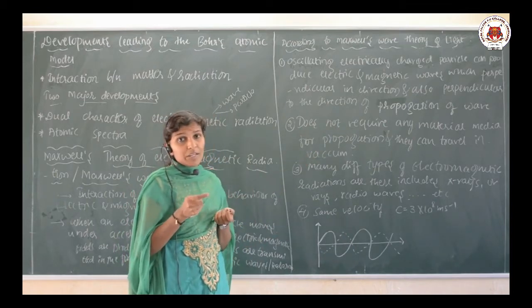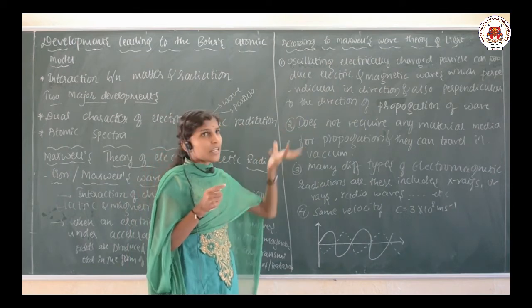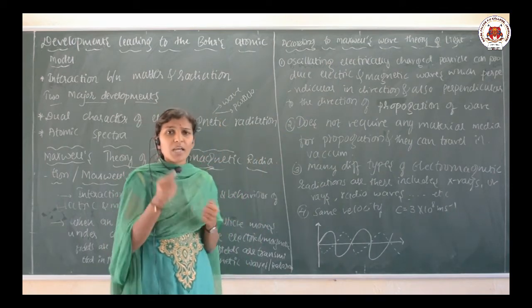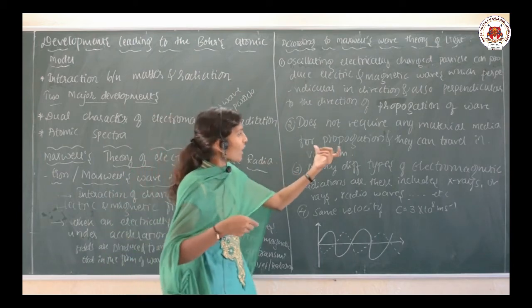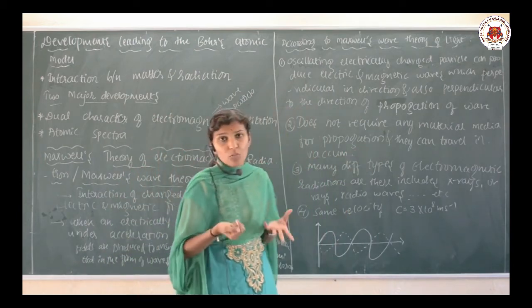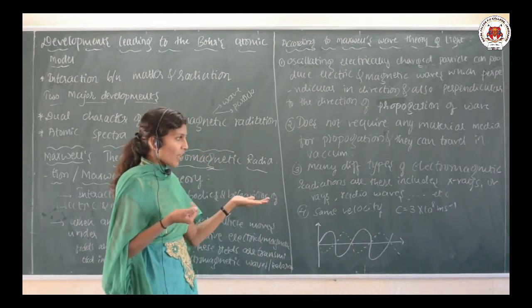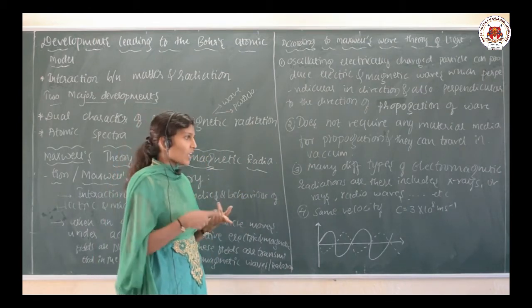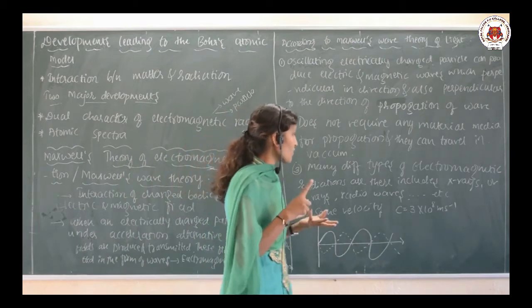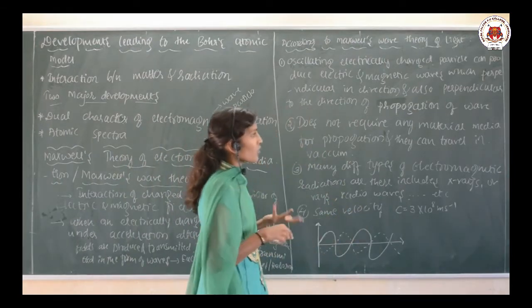And these electromagnetic radiations do not require any material medium, unlike sound waves. Sound waves require a material medium, but electromagnetic radiations do not require any medium for propagation, and they can also travel in a vacuum. There are several types of electromagnetic radiations, which include X-rays, gamma rays, UV rays, radio waves, IR waves, etc.